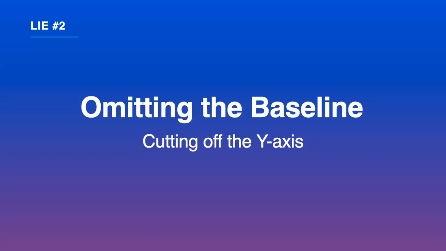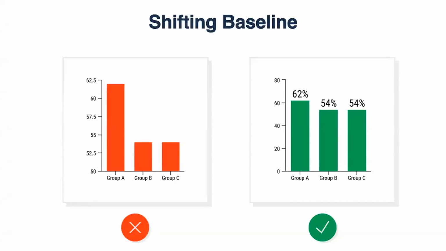Then lie number 2, when we change the baseline of a chart. Here's one example. On the left side, the chart starts at 50%. On the right side, it starts at 0. Obviously, these are the same data. In the left chart, the change seems dramatic. It looks like more than twice.